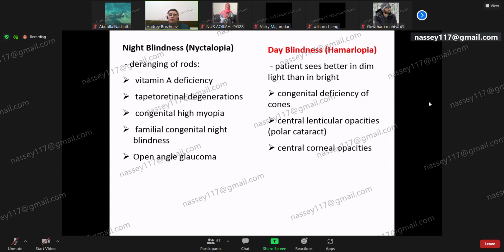And most of the disorders which we compose in day blindness are functional. And after excluding the main problem, the patient's vision in bright light recovers to the normal condition. And in case of night blindness, we have no such possibilities, and most cases of night blindness are unfortunately irreversible up to date.